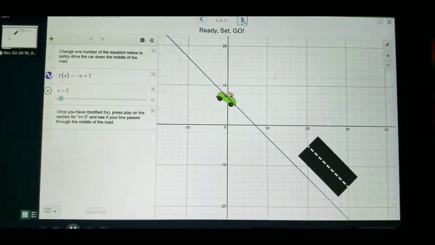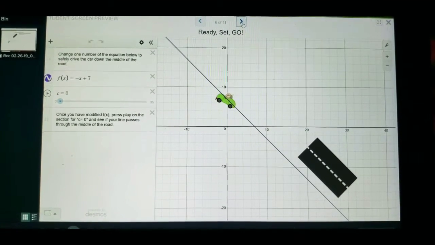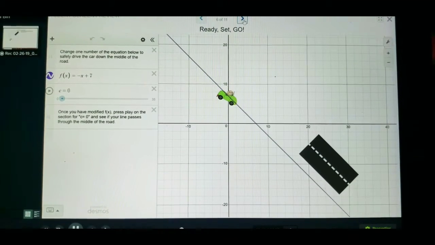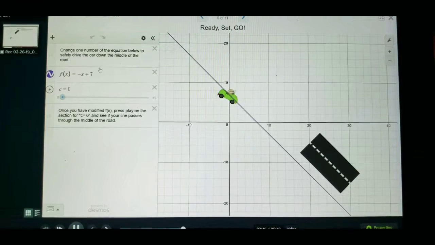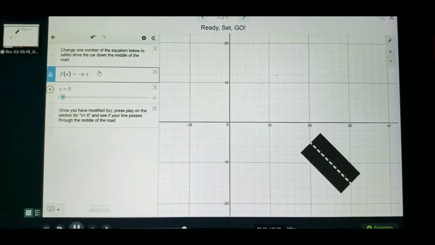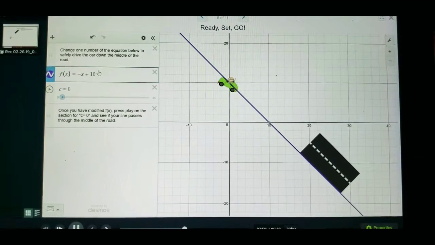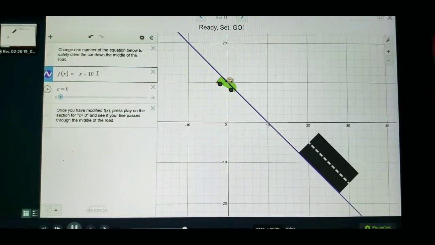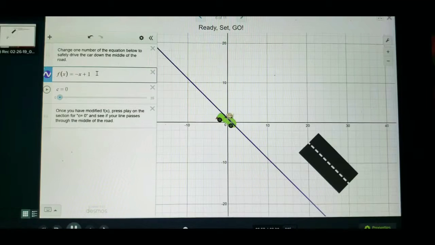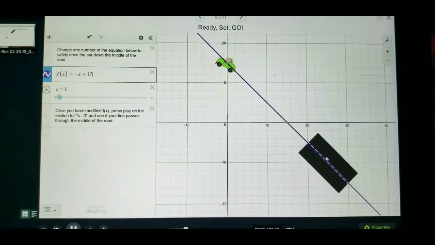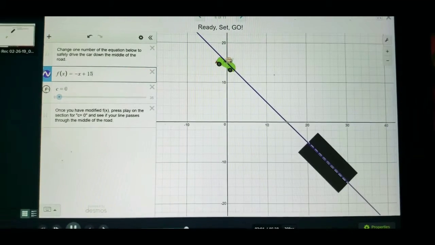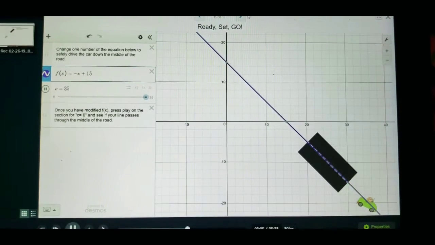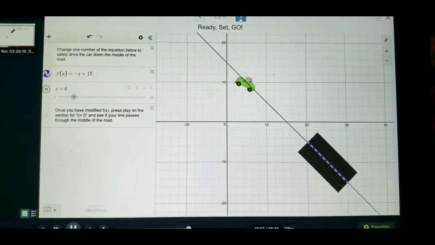For both the fifth and the sixth slides, students have the chance to modify or rewrite the equation as many times as they need until they get the correct equation. For example, I can say negative x plus 10, and we see that it still doesn't cross the middle of the road. And then I can maybe say, you know what, it might be 15, and then I see that the line goes through it, so I play this and make sure that my car indeed goes through the middle of the road. So that is what they have to do for this activity.